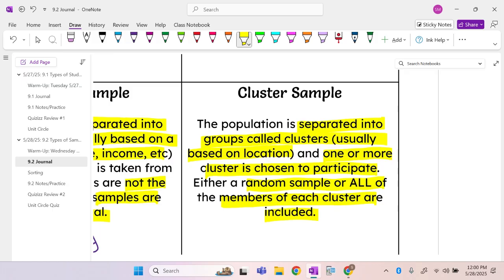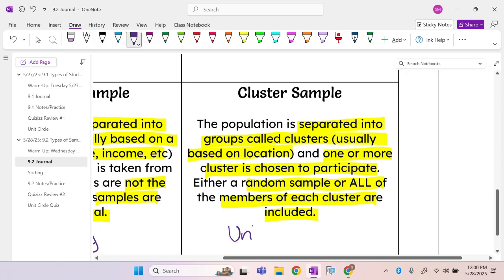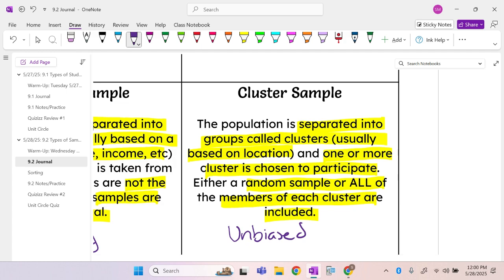So do you guys think this would be biased or unbiased? Yeah, it's pretty unbiased. Even though it may not be as separated nicely as stratified, into the different demographics, it's still pretty random because you don't exactly know who's going to be in what group. It just depends on how you group them.